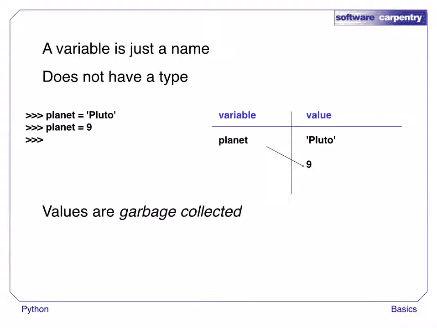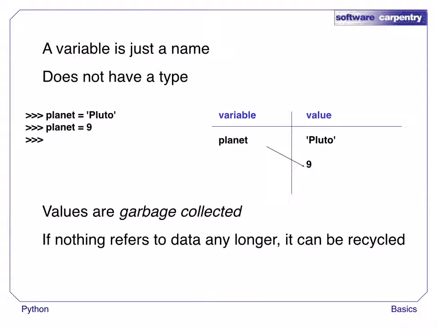And one other important feature of Python is that values are garbage collected. And this means that if nothing refers to a piece of data any longer, Python recycles its memory. For example, once we assign 9 to planet, nothing's pointing at Pluto any longer, so Python's free to reclaim that memory and use it to store other information.